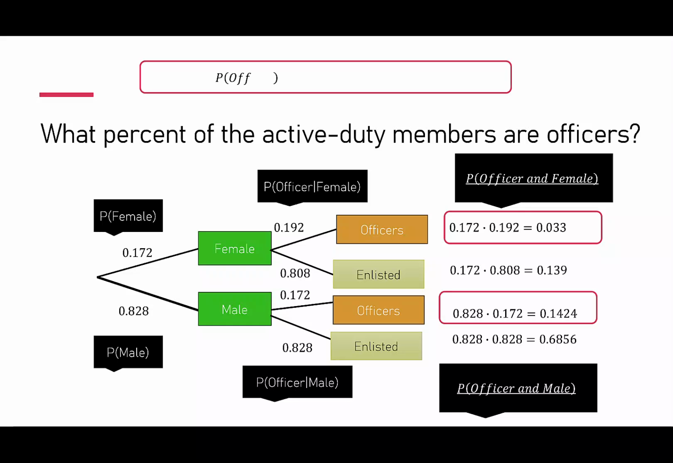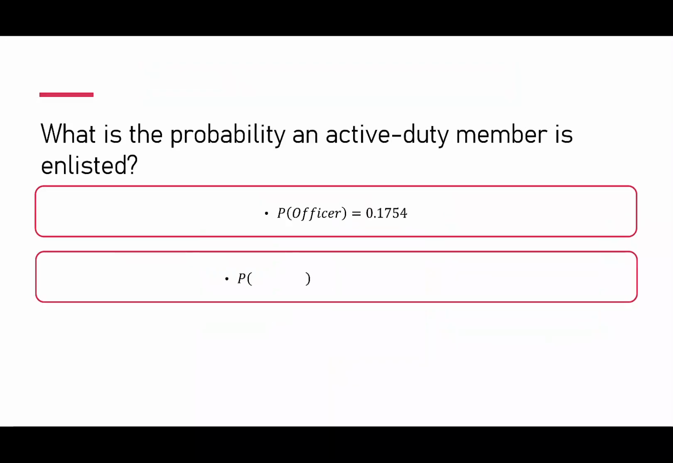We are just trying to look at the officers, which means we want the 0.033 and the 0.1424. Adding those together, the probability that someone's an officer is 0.033 plus 0.1424, which is 0.1754. We could use the probability that someone's an officer to help us find the probability someone's enlisted. If we do 1 minus 0.1754, we get 0.8246. I hope this shows you how a tree diagram helps us organize probabilities.